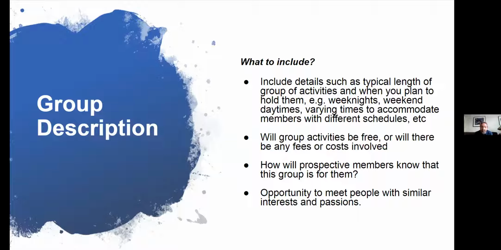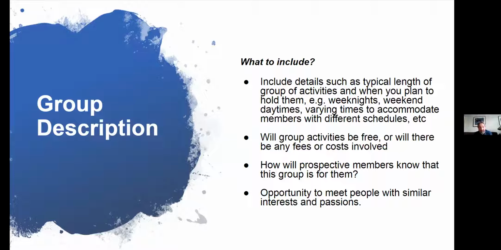So in your group description, and I have a few examples coming up, and you'll be able to get a copy of this presentation too, because I know that you won't be able to remember everything that we're covering here in the presentation. So how will prospective members know that this group is for them? Again, you want to give as much detail as possible, because there might be other similar groups.